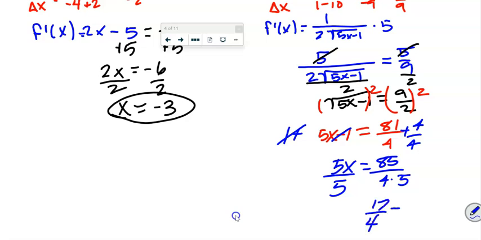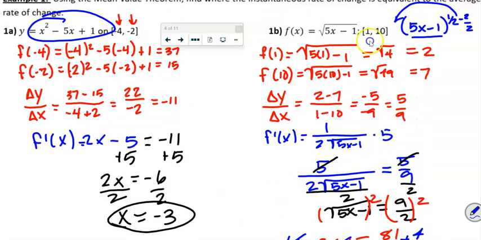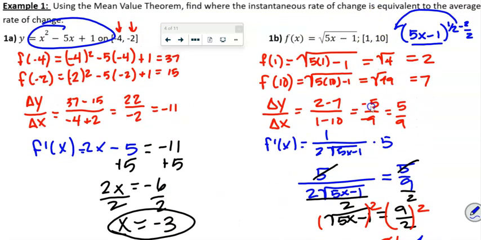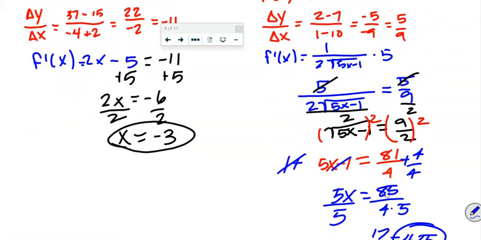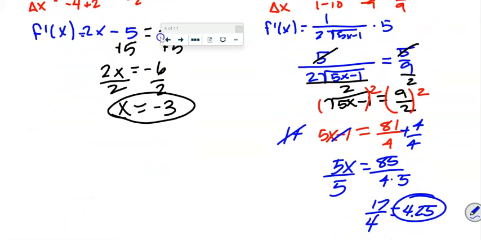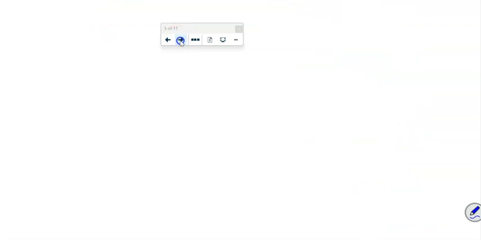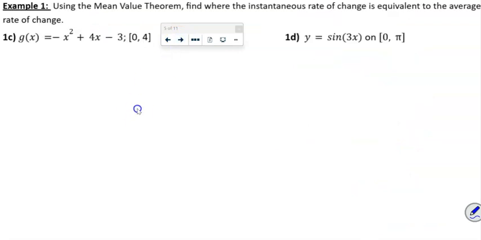Well, 17 divided by 4 is 4.25. That's my x value, okay? So is 4.25 between 1 and 10? Of course it is. So that is a valid answer, okay? All right, let's see if you guys can do these next two and come back to me when you're done. No, actually, we're going to do these two.